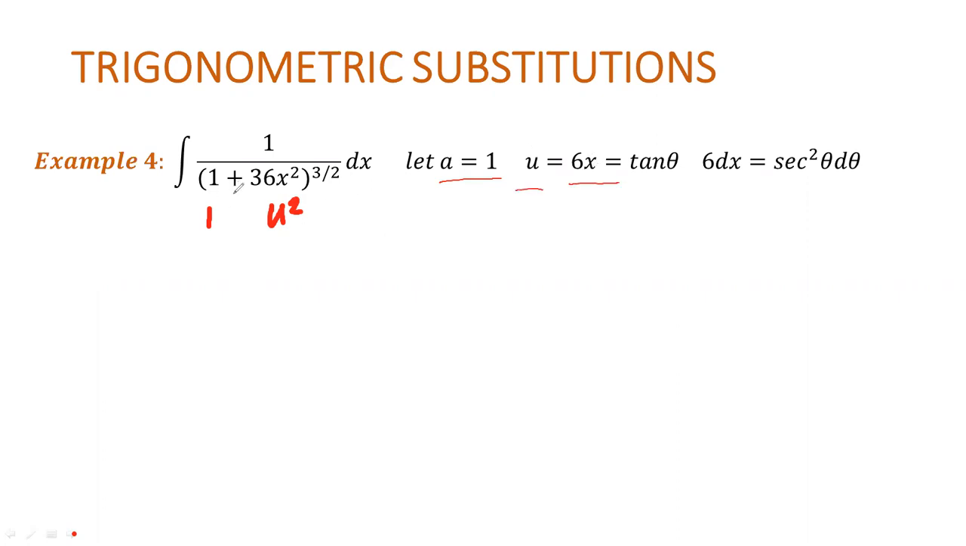And since you have a plus separating a 1 and a function that is being squared, then the appropriate substitution is tangent theta. Now you're ready to differentiate, and that would be 6 dx equals secant squared theta d theta. So what will be substituted for the 6x will be tangent of theta, and for the dx, that would be secant squared theta d theta over 6.